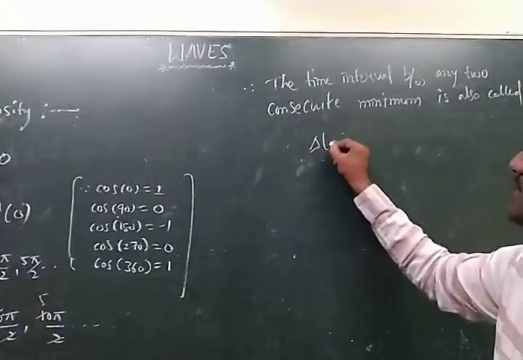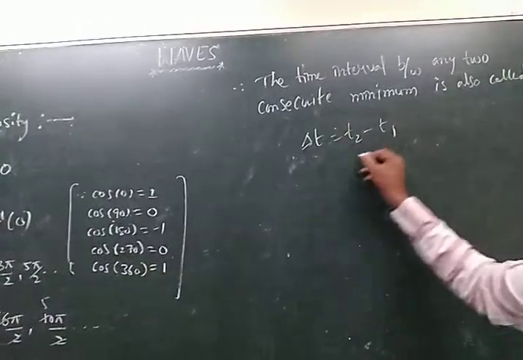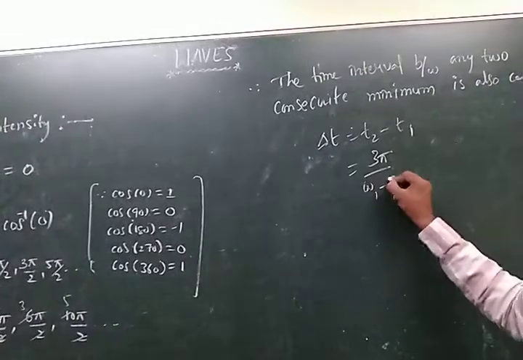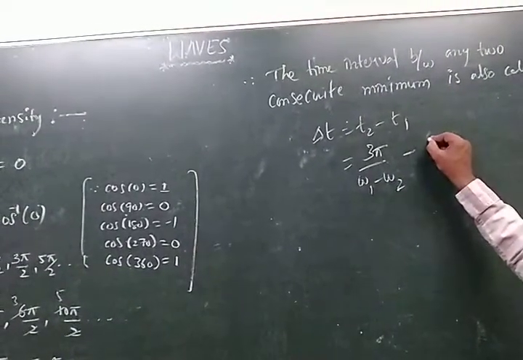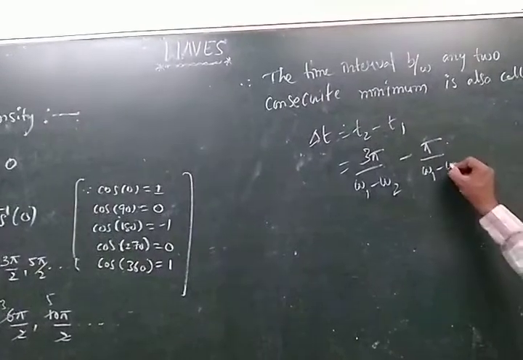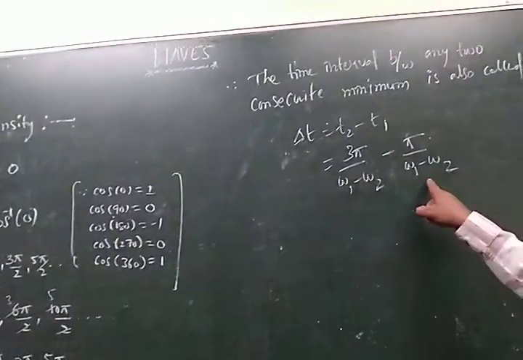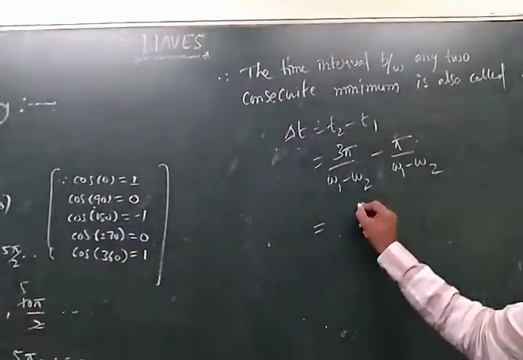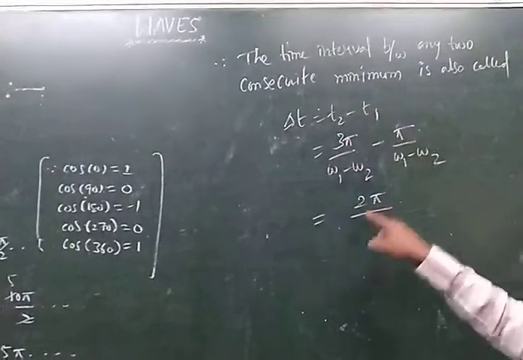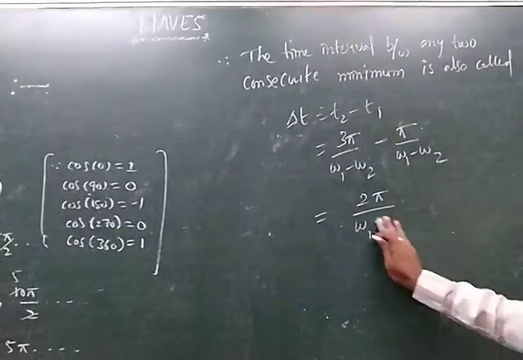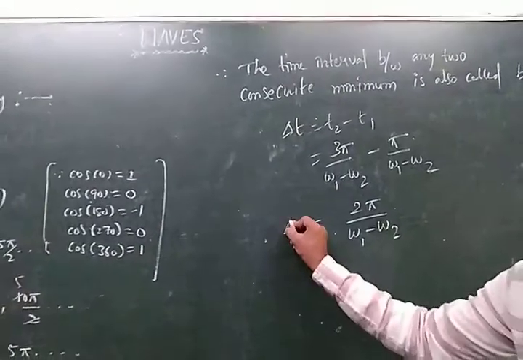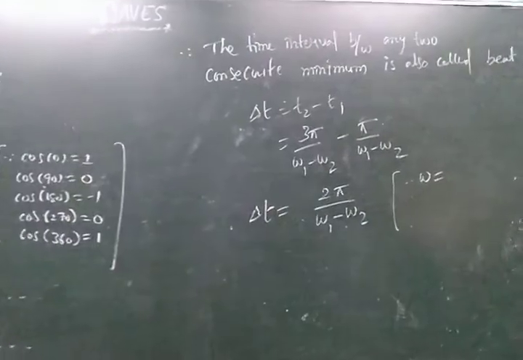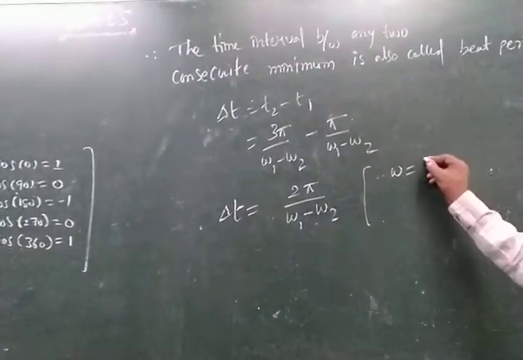The delta t is equal to t2 minus t1. t2 is 3 pi by (omega 1 minus omega 2) minus pi by (omega 1 minus omega 2). Taking the common denominator, 3 pi minus pi is 2 pi, so 2 pi by (omega 1 minus omega 2) is equal to delta t. And here we know the angular frequency omega is equal to 2 pi by t.